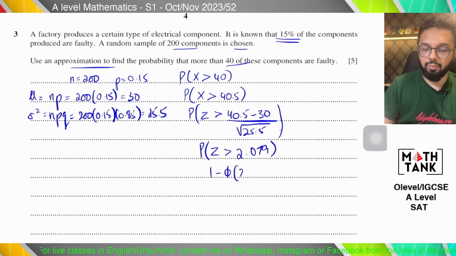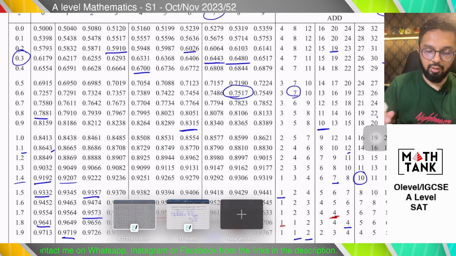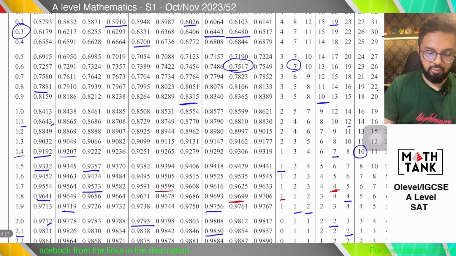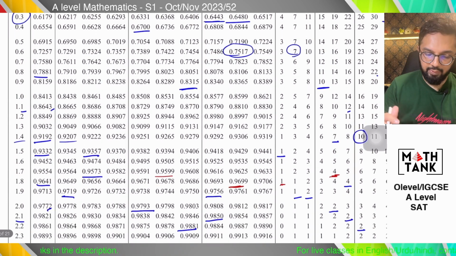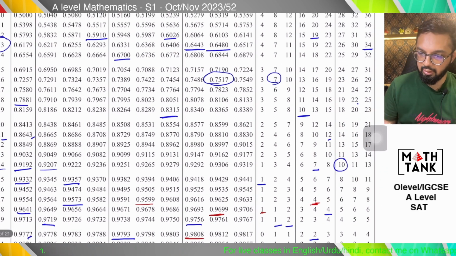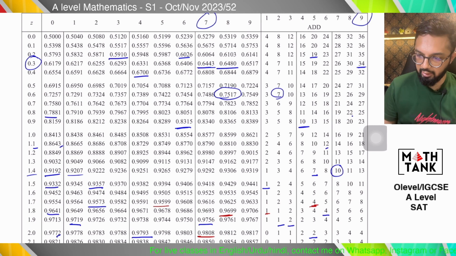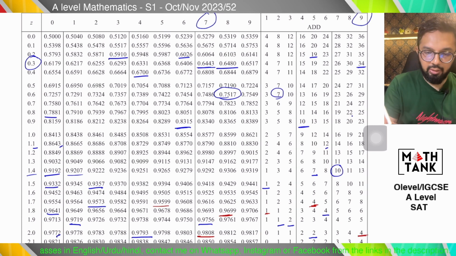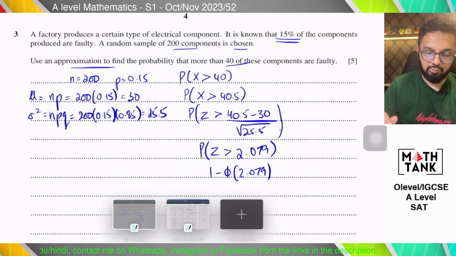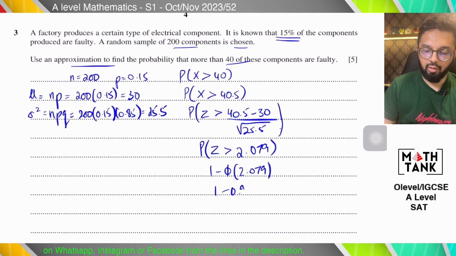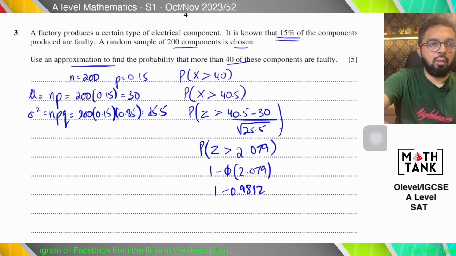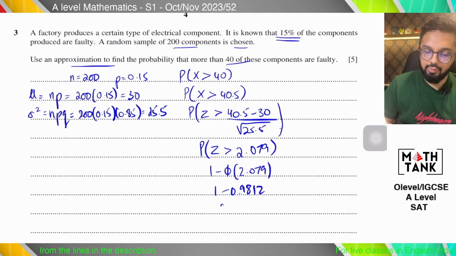So 1 minus phi of 2.079, because this is greater than, let's check from our table. 2.079, 0.9812, I think. Okay, if that is correct, yes. So I get a final answer of 0.0188.